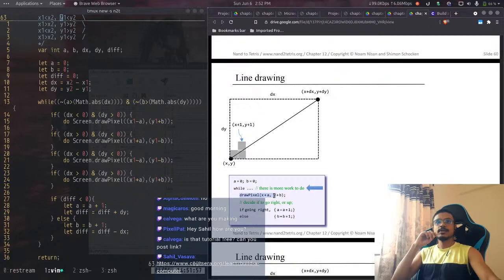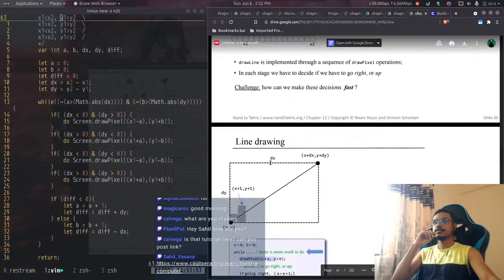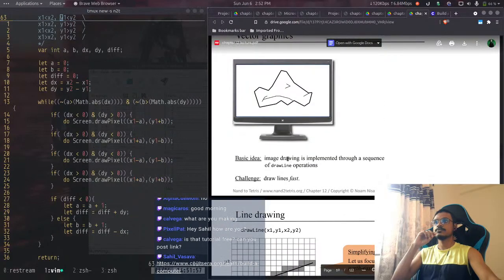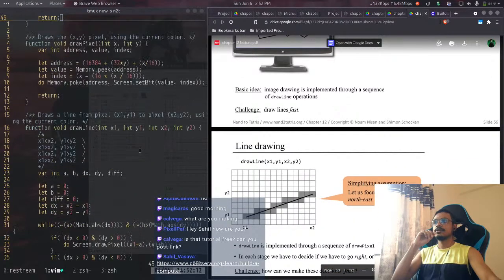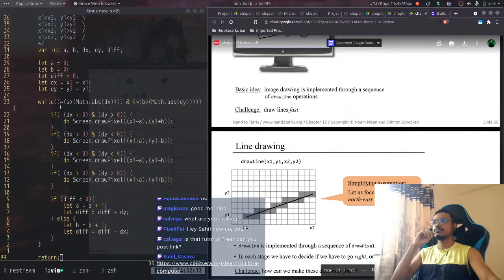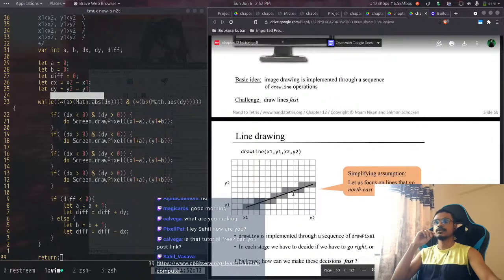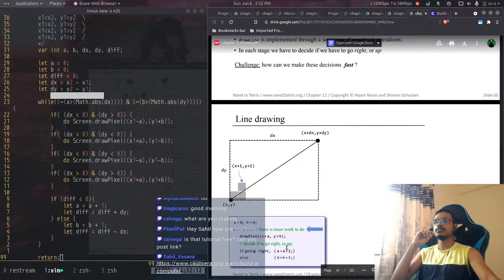Hey Pixel Pet, see, I'm doing this graphics work right now. I'm trying to create a function which can draw lines. So I'm trying to figure out this algorithm, how it works. Maybe you can help me, as you already know graphics processing and stuff. I'm kind of stuck.